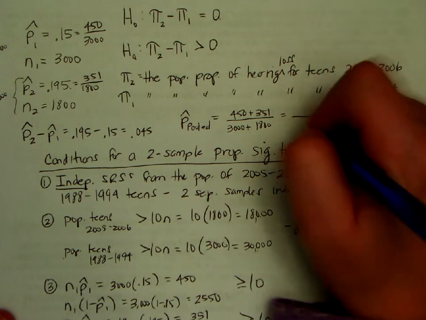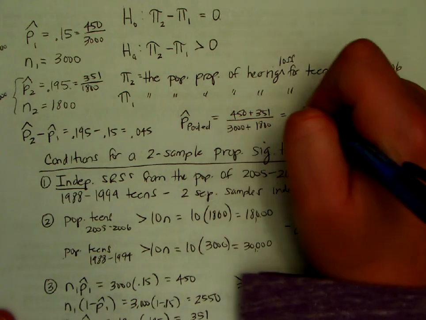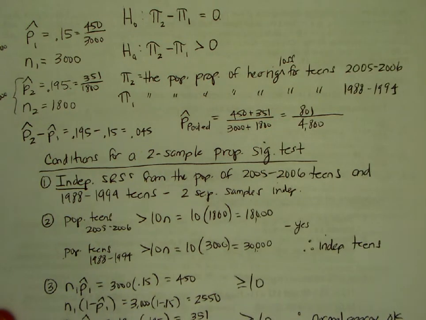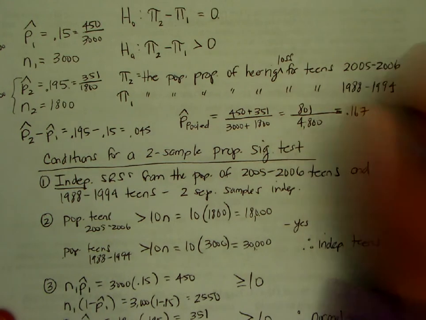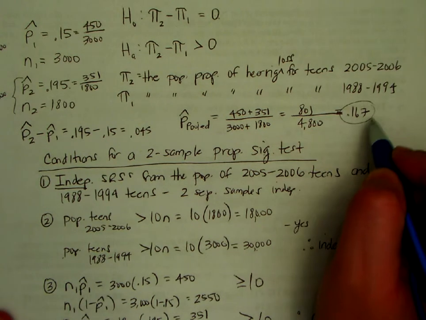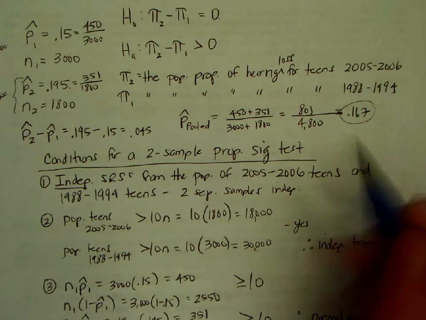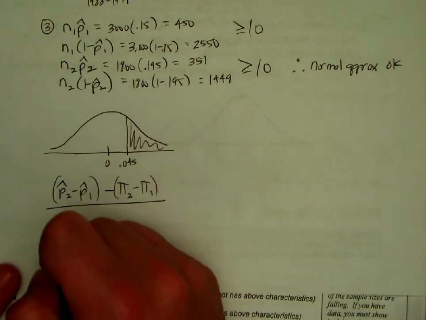So we have 4,800 total teens, and 450 plus 351 makes 801, which when you divide that is going to give you a p-hat pooled of 0.167. Okay, and the only place that this 0.167 is going to show up is when you go to do your standard deviation formula. So I come down here, 0.167, and I'm doing the standard deviation.